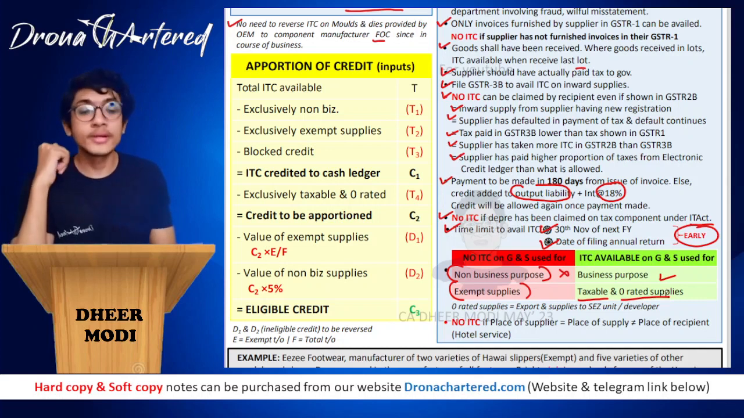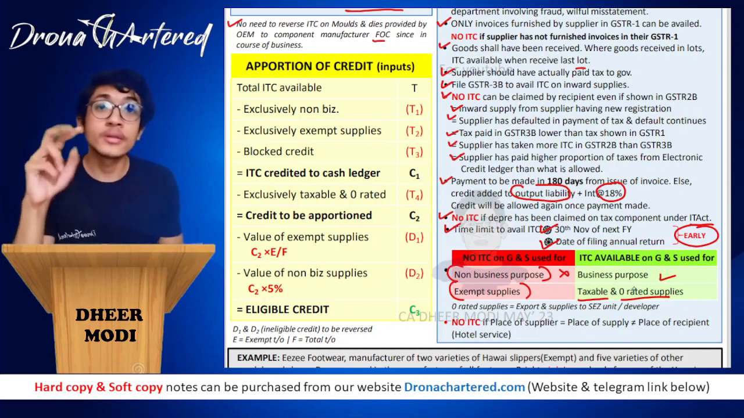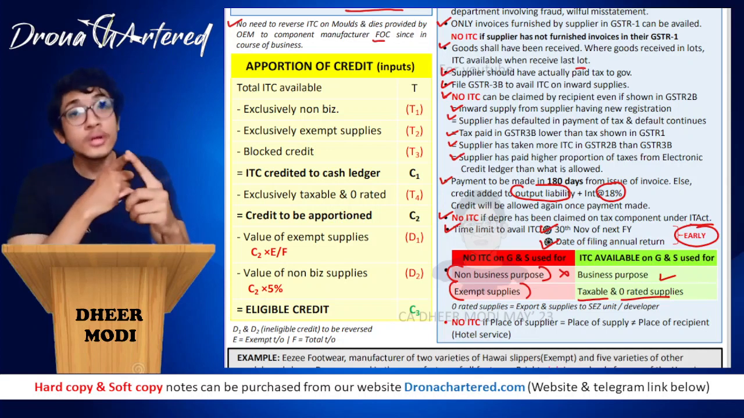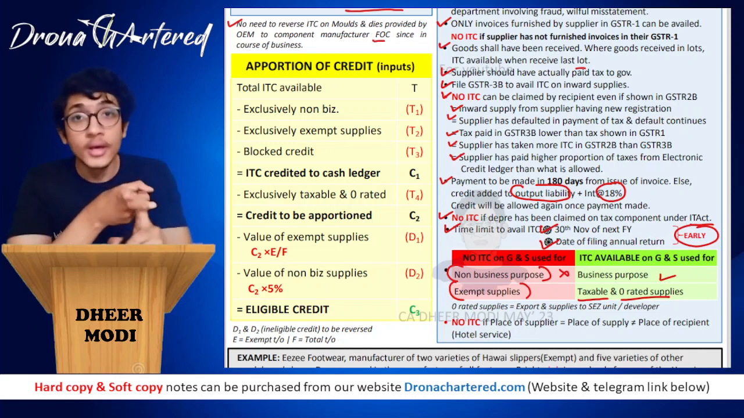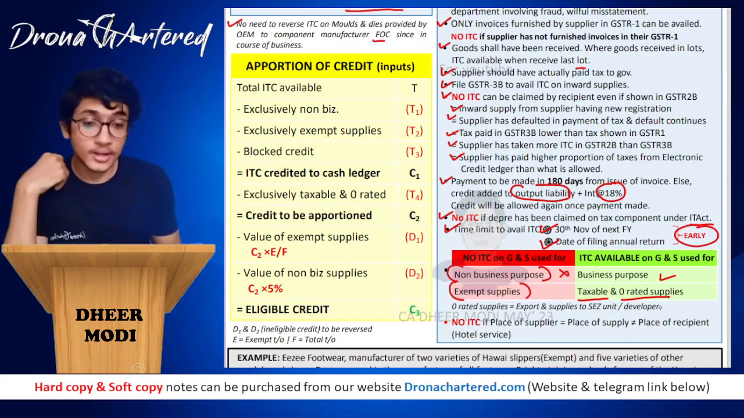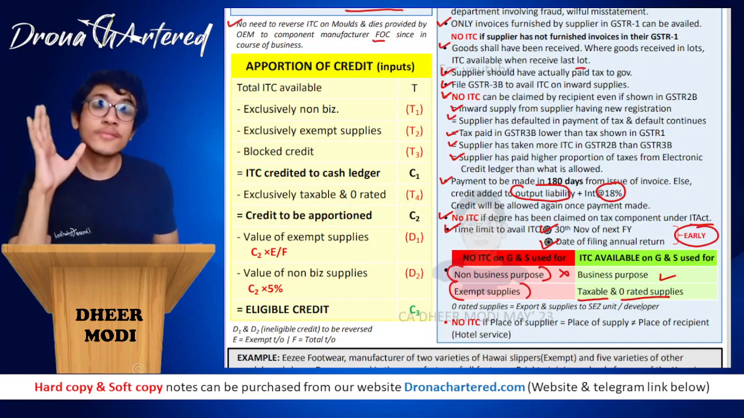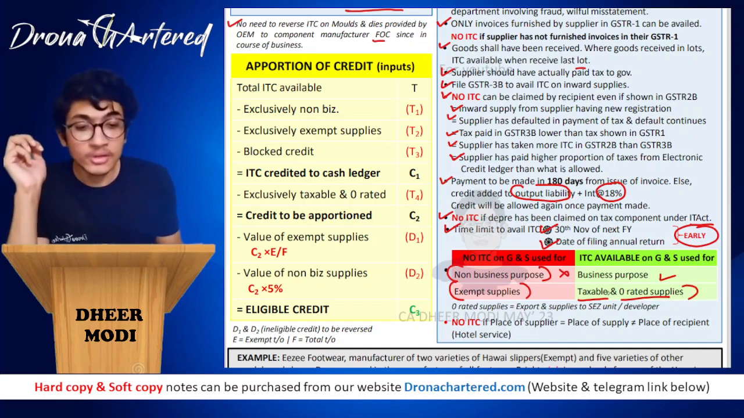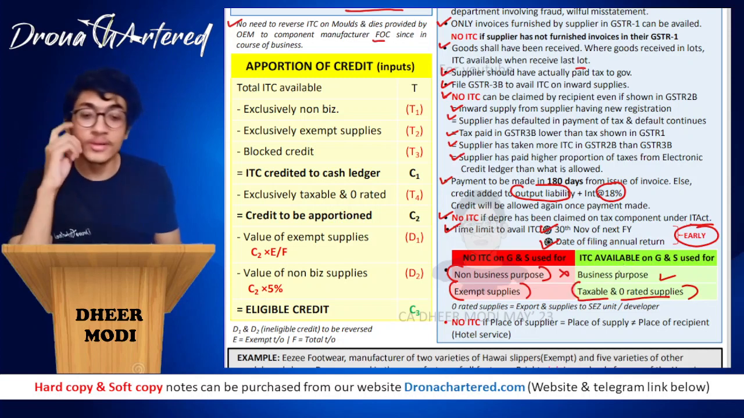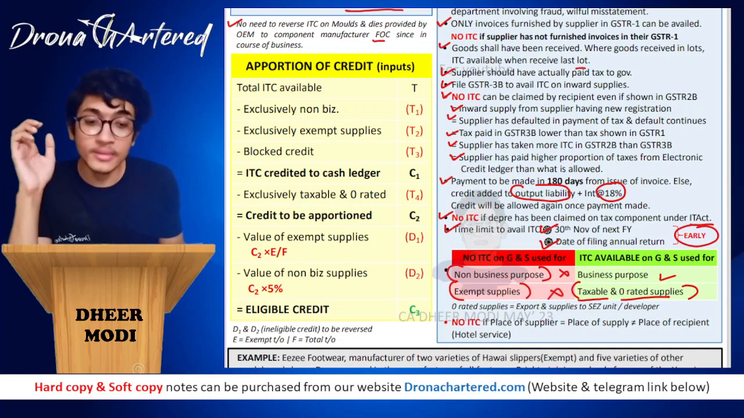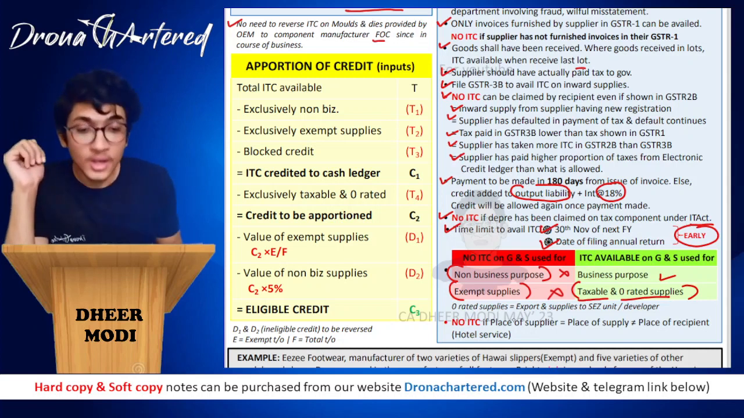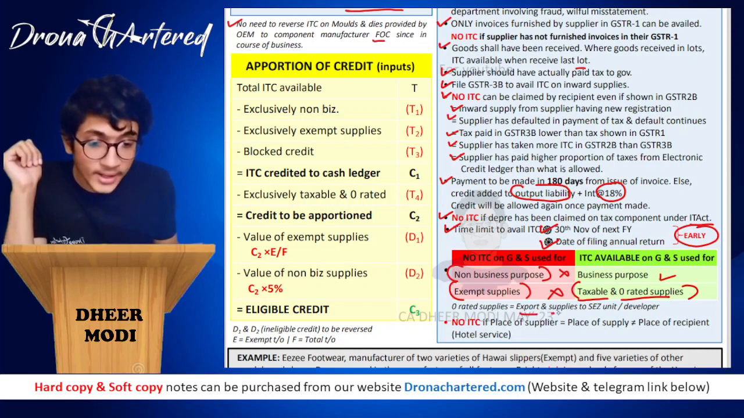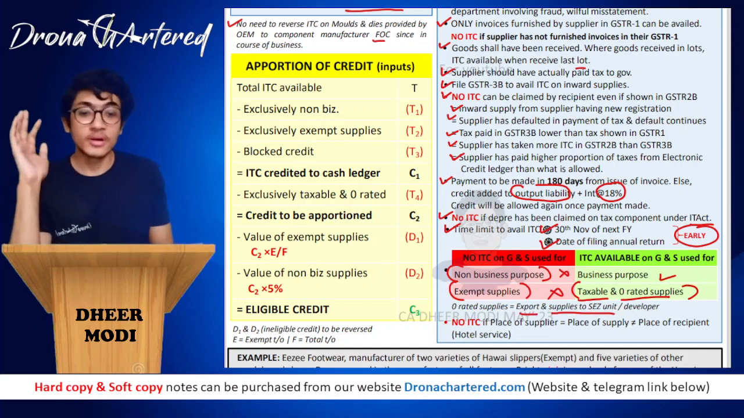Now, what are zero rated supplies? Remember, zero rated supplies only has two types, that is your SEZ and your export. So only supplies to SEZ, and exports, are included in zero rated supplies. Remember, for zero rated supplies, even though no tax is charged, you will still be getting ITC, but for exempt supplies, no ITC will be available. Okay, so I've written over here also, zero rated supplies is export and supplies to SEZ unit or developer.